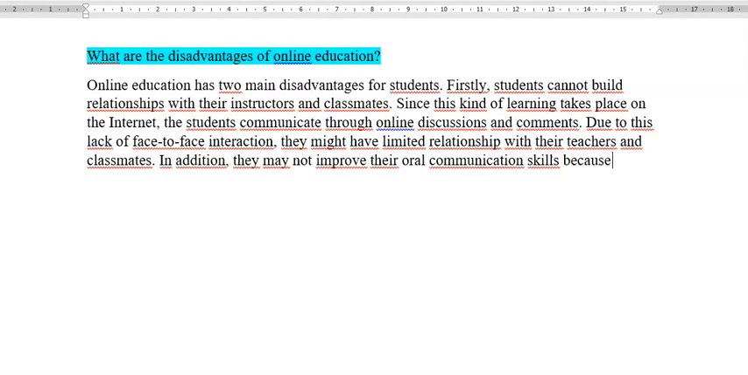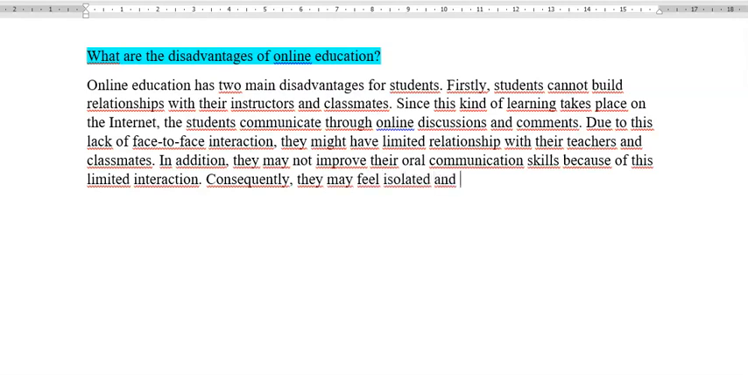Why? Because of this limited interaction. And just like with in the previous paragraph, we need to say as a result what happens. So consequently, as a result, they may feel isolated and lonely.